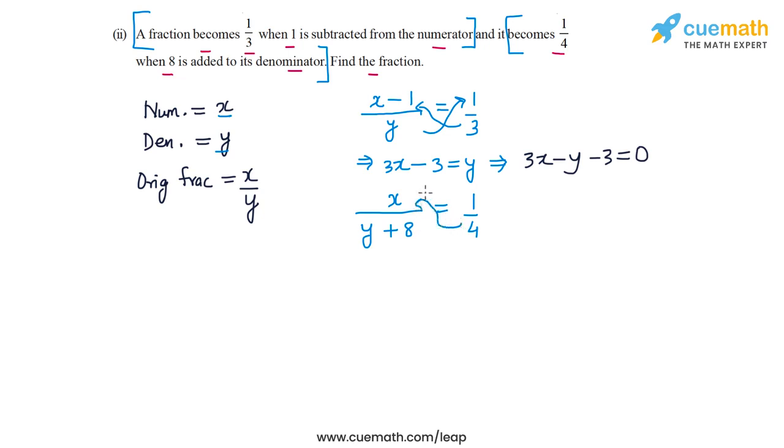Let's cross multiply, and we get 4x is equal to y plus 8, and let's write it by bringing all terms to the left side. So we get 4x minus y minus 8 is equal to 0. So these are the two equations in x and y. Now let's solve them and find the values of x and y.